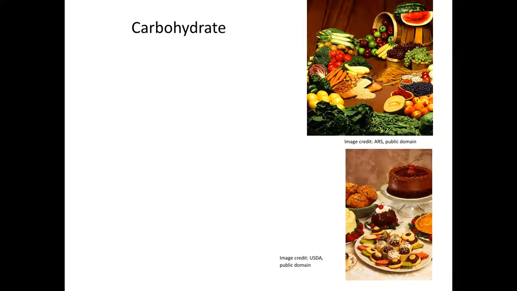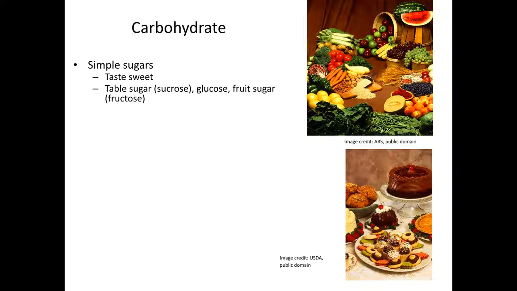So carbohydrates, as they're involved in nutrition, sort of fall into 2 big categories: simple and complex carbohydrates. Simple carbohydrates are your simple sugars. They're monosaccharides or disaccharides. That is, one single sugar or 2 sugars linked together. Simple sugars taste sweet. They're what make, frankly, lots of food really delicious. Table sugar, sucrose, is actually a disaccharide. Glucose and fructose linked together.